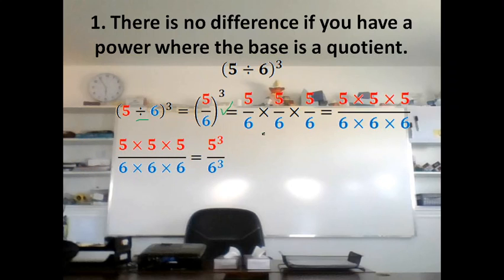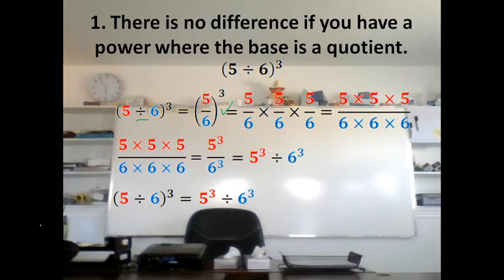And when we rewrite it into single powers, we have 5 to the power of 3 over 6 to the power of 3. Now we can leave this as our final answer, but we could also rewrite this with the division symbol instead of fraction form. So as we can see right here, we have 5 to the power of 3 divided by 6 to the power of 3.